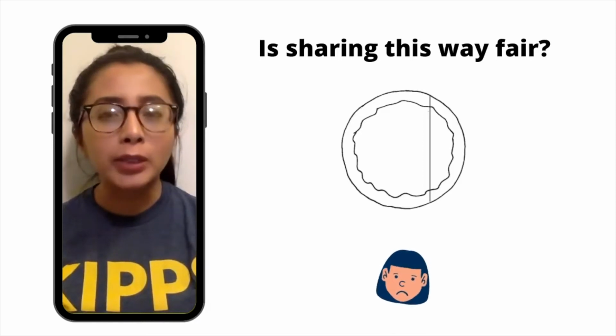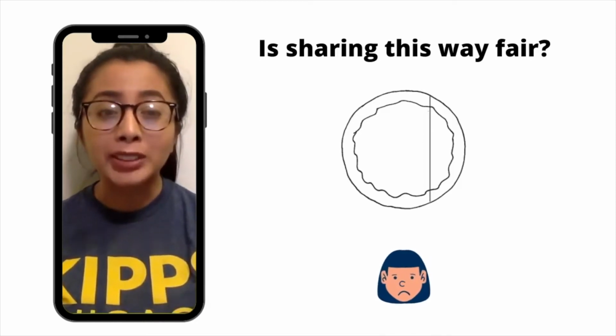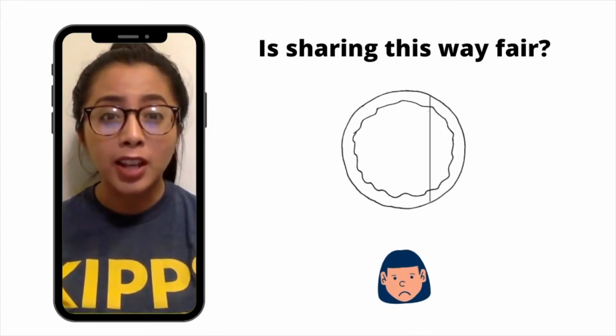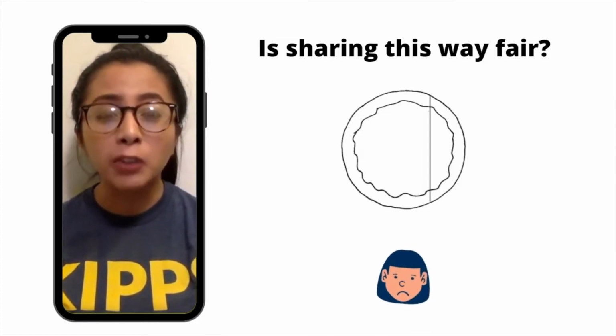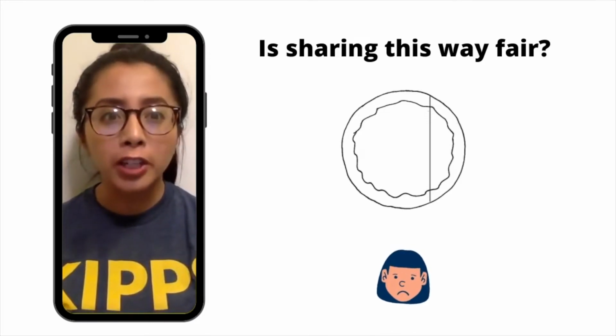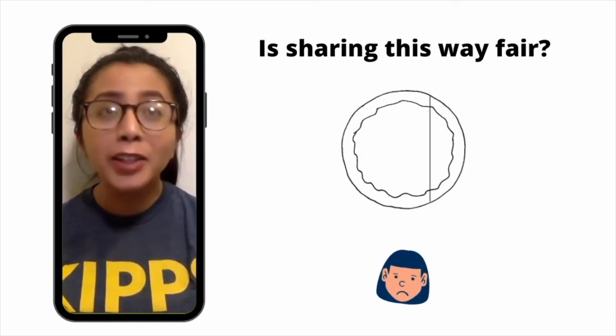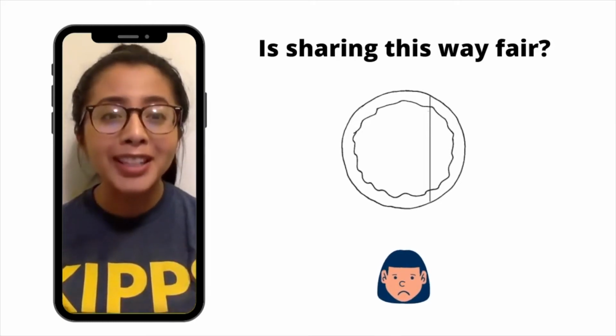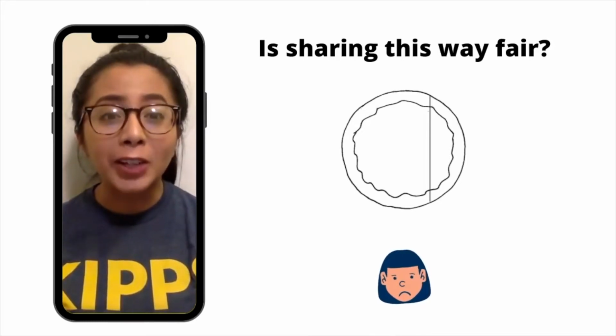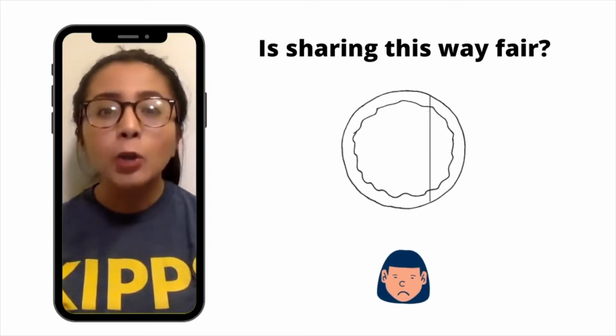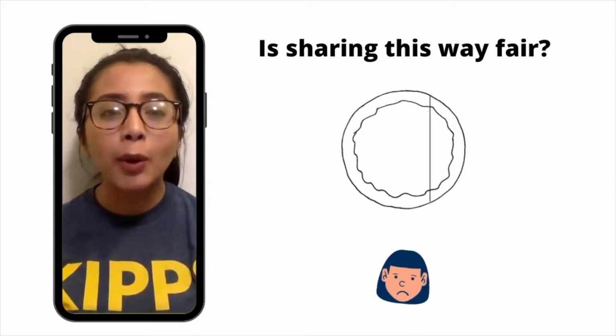Why do you think that I was not happy with the way that my sister and I would have to share this pizza? What's wrong with this version of a fair share? I'm noticing, Kipsters, that one piece is much bigger than the other piece. They are not cut into equal parts. If my sister and I are going to share this pizza fairly, we need to each have an equal part.